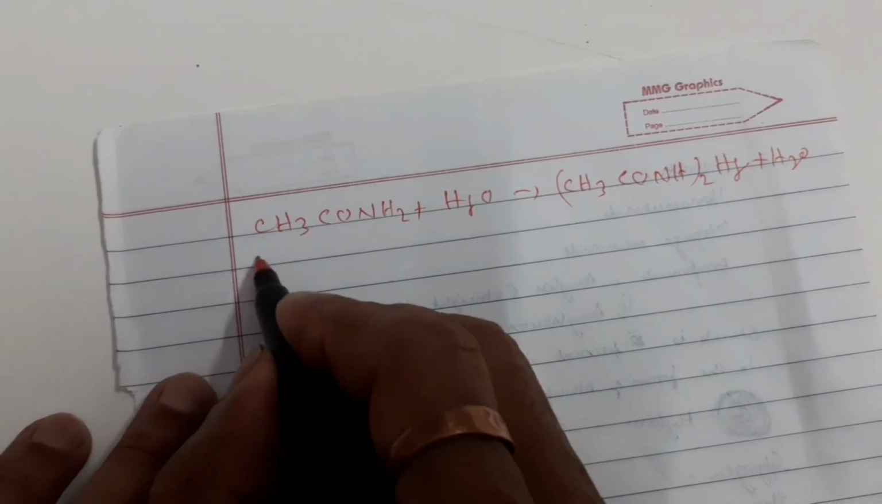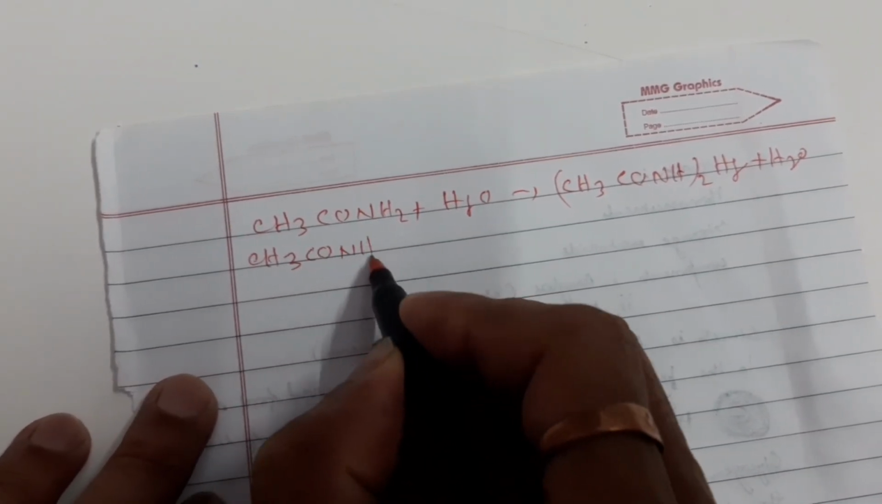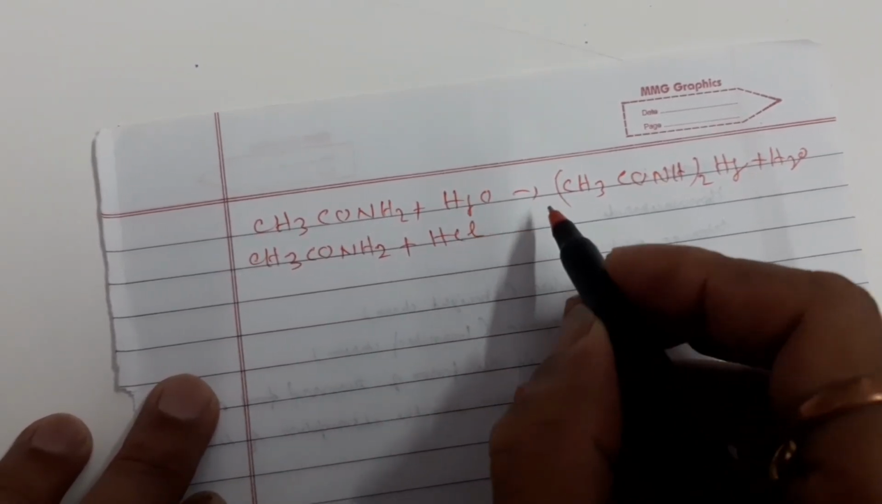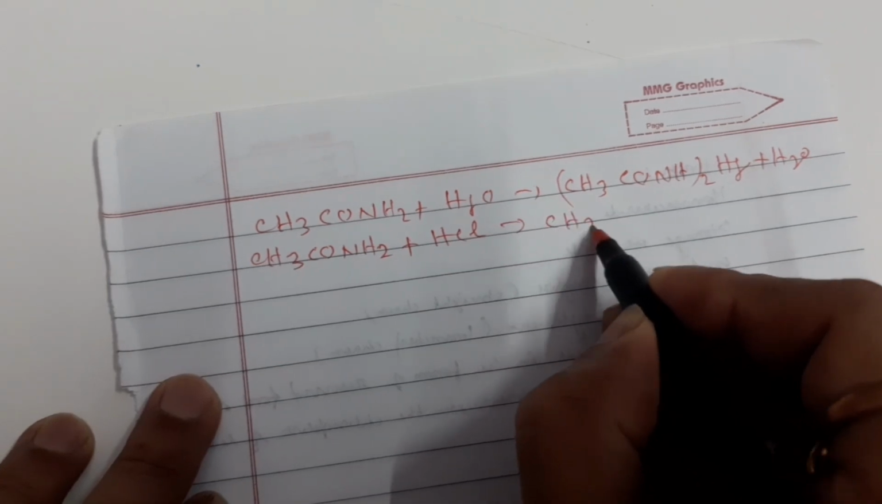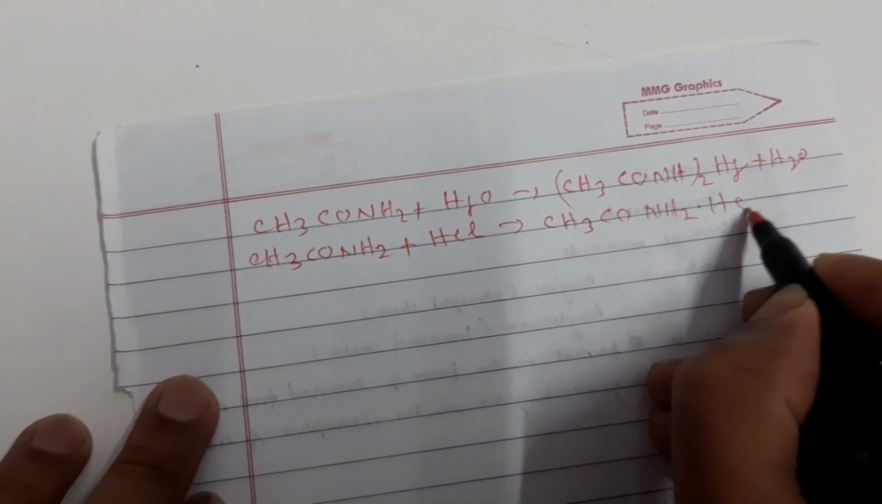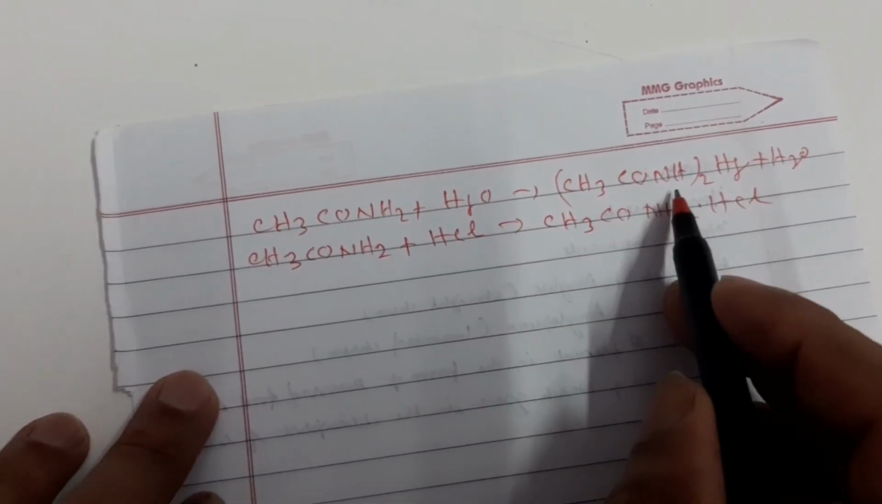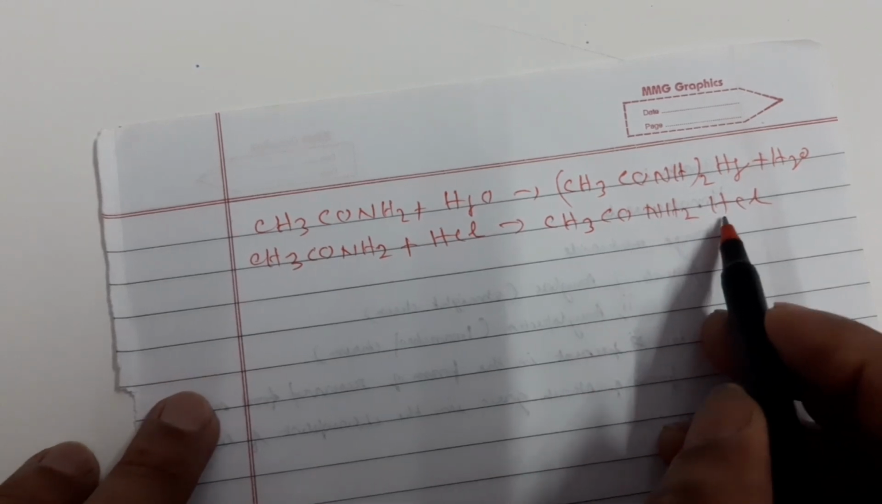Can it react with acid? Yes. CH3CONH2 plus an acid like HCl, and the reaction will give CH3CONH2·HCl. So this is a salt and this is also a salt. Acid amide hydrochloride.